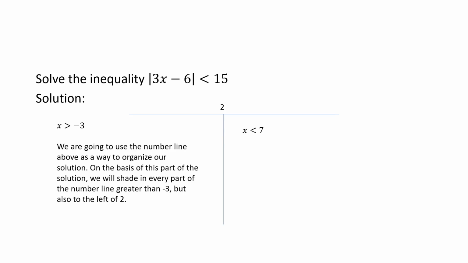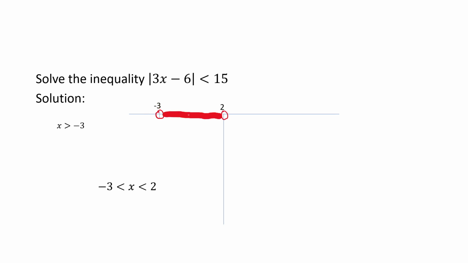Okay, so we're going to use the number line as a way to organize our solution. On the basis of this, we're going to shade in every part of the number line that is greater than negative 3. And you know what? I should not have colored in that circle. My bad. Allow me to just keep an open circle. We're going to shade in every value to the right of negative 3, but we're going to stop at 2. We're not allowed to go past 2. Okay? Cool.